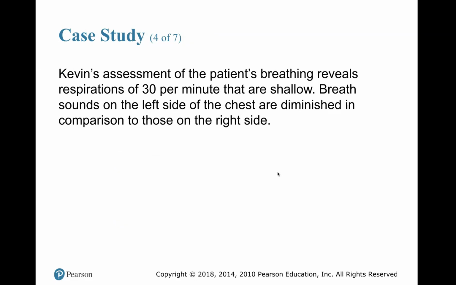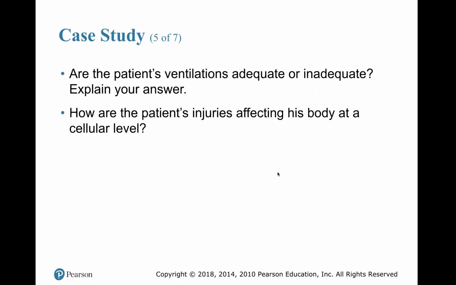All right, back to the case study. Kevin's assessment of the patient's breathing reveals respirations of 30 per minute that are shallow. Breath sounds on the left side of the chest are diminished in comparison to those on the right side. Are the patient's ventilations adequate or inadequate? And explain your answer. How are the patient's injuries affecting his body at the cellular level? Take time, pause that, write these down so you can answer them.